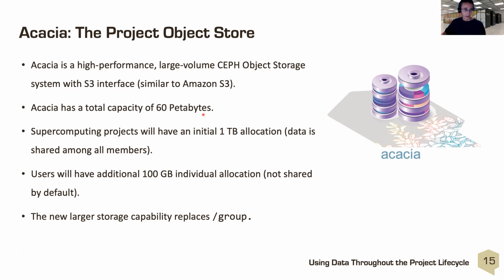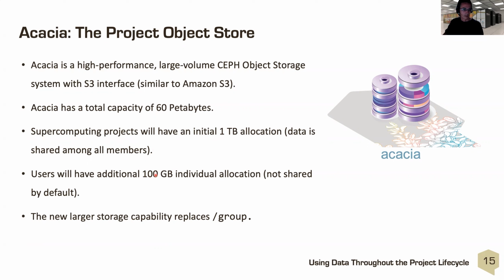The total capacity of Acacia is 60 petabytes. Initially, every supercomputing project will have an allocation of 1 terabyte. And that is where users can put their data. You need to consider that the data is shared among all members of the project if you are using that allocation to transfer your data and to manage your data.